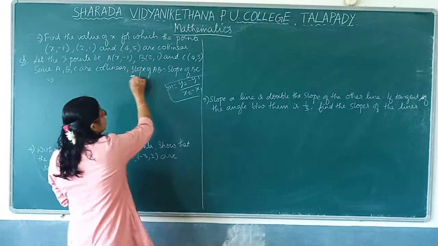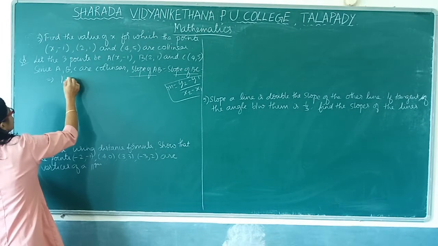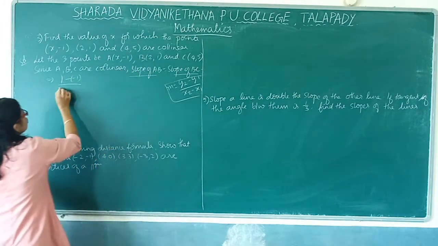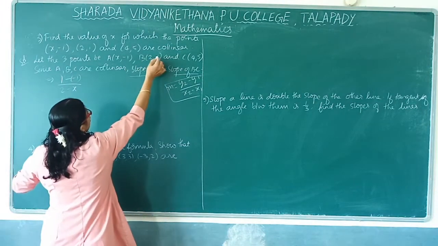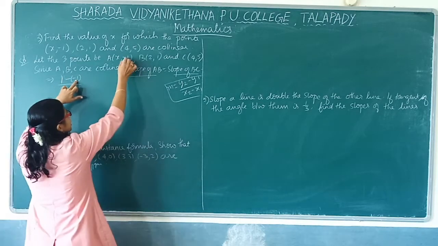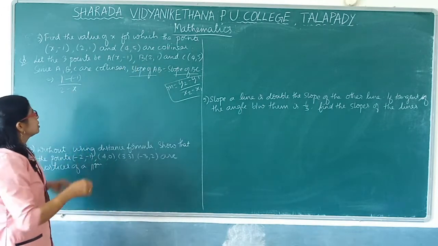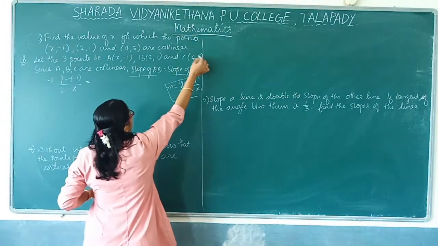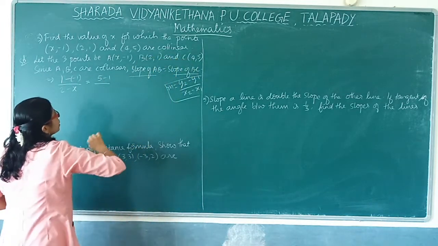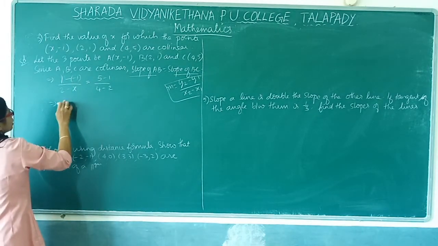Slope of AB is equal to slope of BC. AB, 1 minus of minus 1, over x2 minus x1. Now x2 minus x1 is 2 minus x. This is y2 minus y1. y1 is already negative. Keep it as it is, otherwise you will make mistakes. For BC, y2 minus y1, 5 minus 1 by x2 minus x1, that is 4 minus 2. Now what is 1 minus minus 1? 1 plus 1, that is 2.